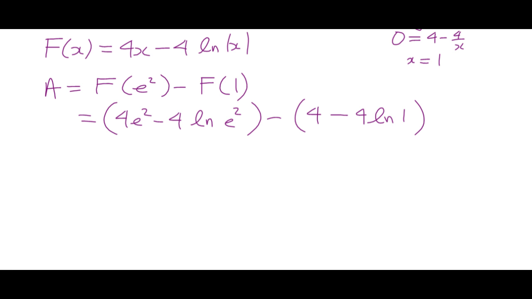Okay, so what's 4e squared? 4e squared. What's the ln of e squared? No, what's the ln of e squared? Oh. Or 2, right? What's ln say? It says, what do you raise e to get e squared? 2, I think, right? So remember, the ln says e to the power of what gives you e squared? Let's go with the 2.